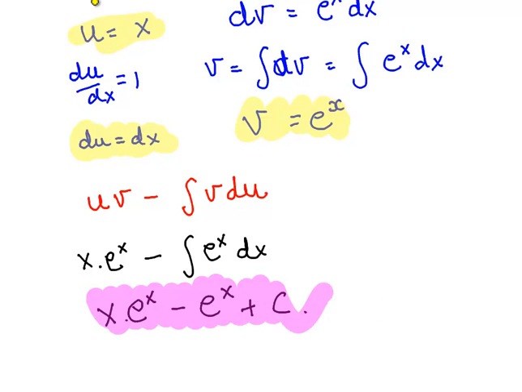There we go. Let's write that in again. x times e to the x minus e to the x plus c. Or you could write it as e to the x times (x minus 1) plus c, if you want to write it like that.